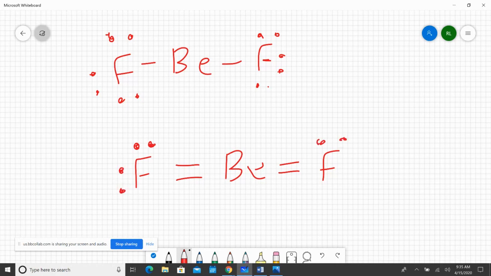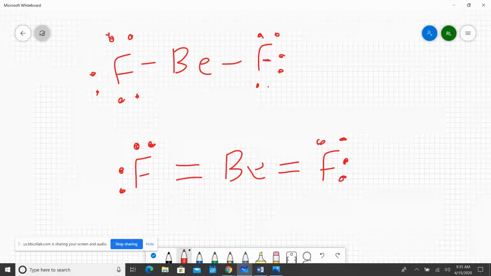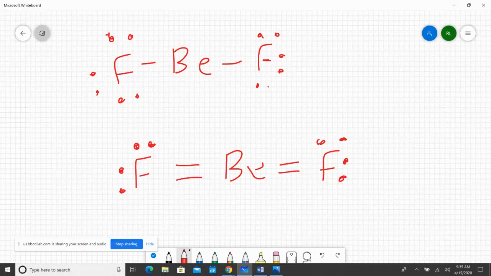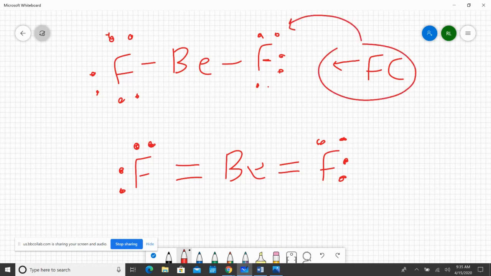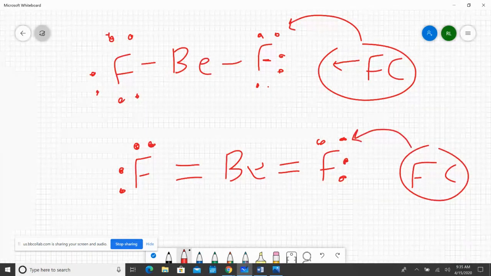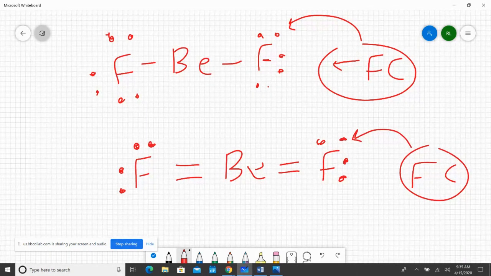So for your homework, I want you to assign the formal charge on each of these atoms here. Do the same thing for each of these atoms, and then see if you can use the 3 rules that we just talked about, the most likely Lewis structure, and figure out why this is the most likely Lewis structure and not this one.